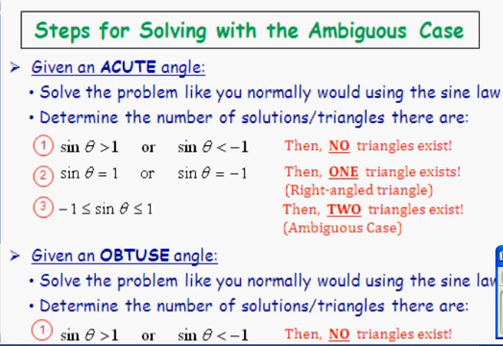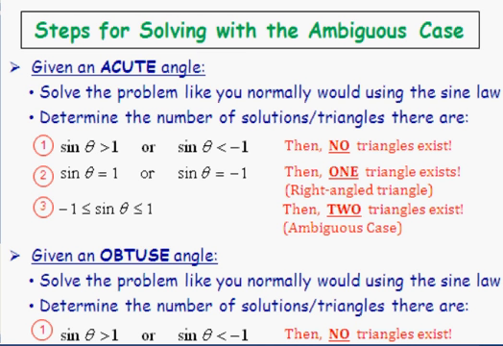Okay, this is the recap episode for solving triangles using the ambiguous case. So just really quickly, I want to go over how we figure out how many triangles there are possible, and then I'm going to go over two examples of ambiguous case triangles.